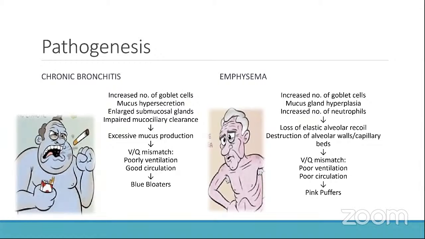Patients with emphysema usually develop cyanosis later in the disease, and due to the alveoli wall damage, they have pursed lip breathing. This is a way that these patients apply positive end-expiratory pressure to prevent airway collapse during exhalation. So with the lack of cyanosis, i.e. the pink appearance, and the pursed lip breathing, these patients are known as the pink puffers.